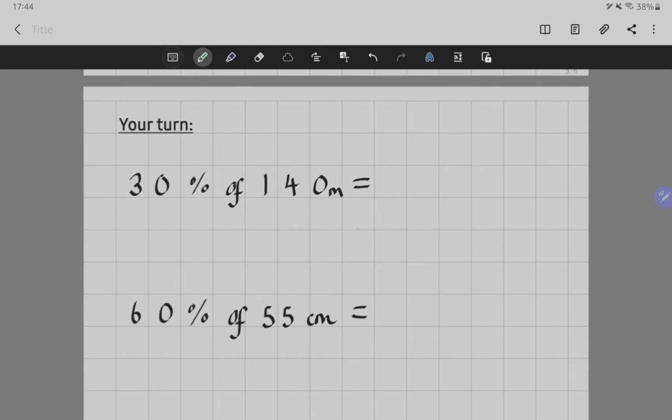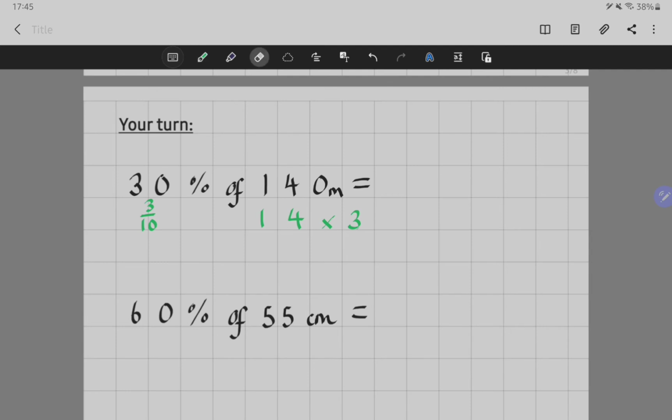So how did you get on? Let's check our answers. So 30% of 140, I'm going to think of it as a fraction. That's 30/100ths, or simplified, that's 3/10. Therefore, if I do 140 divided by 10, that would give me 14. Yep, well done. I've got 3 lots of it though, so I need 14 times 3.